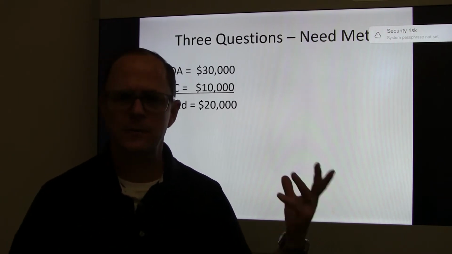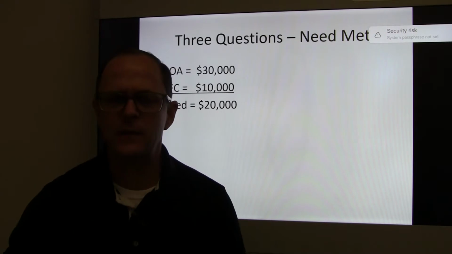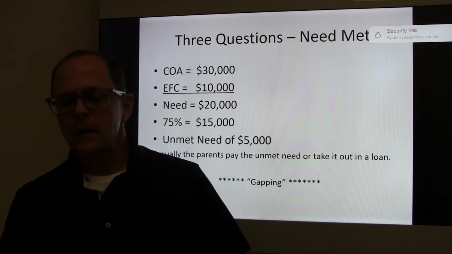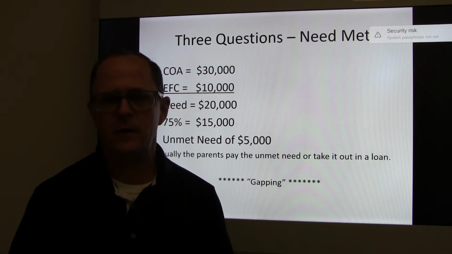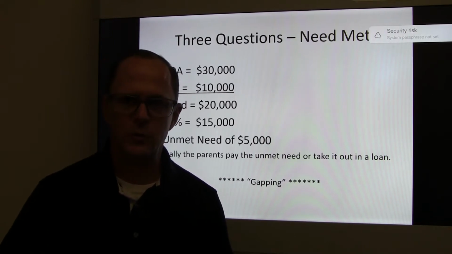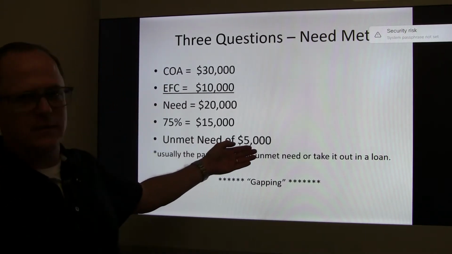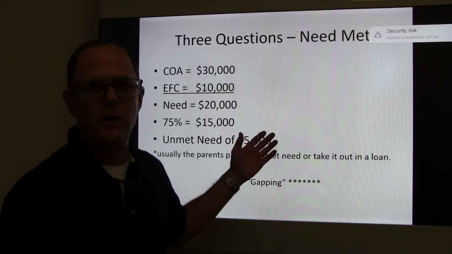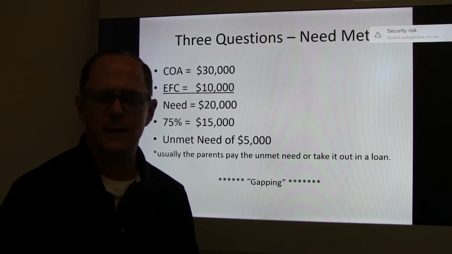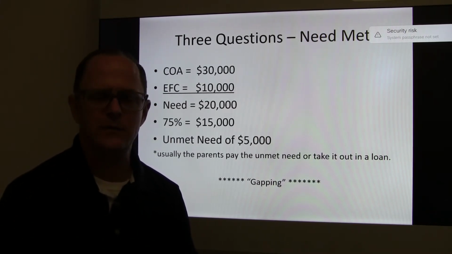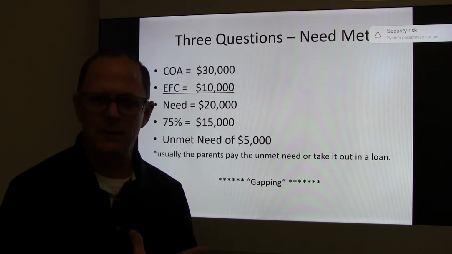Of this $20,000 of need that we qualify for, what percentage of that are they going to give us? And every college is different as to what their percentage is. In my example here, I'm going to say that they're going to meet 75% of our need. So they're going to give us 75% of our $20,000 that we qualified for, which leaves us with what's called $5,000 of unmet need. So a truer cost for this student to go to this college, they're already going to expect $10,000 from the EFC. We've got an unmet need of $5,000, so a truer cost is going to be $15,000 for the student to attend this particular college. This is called gapping.